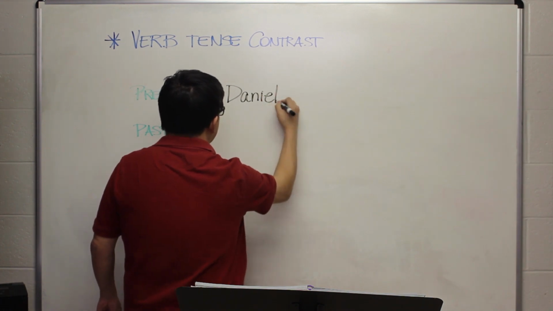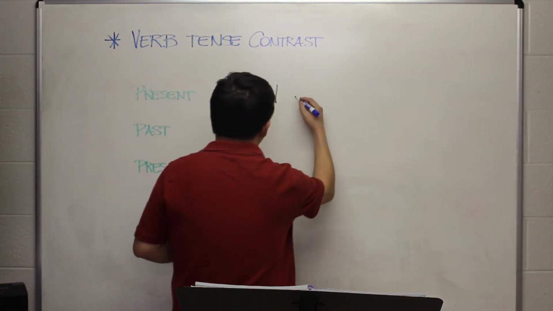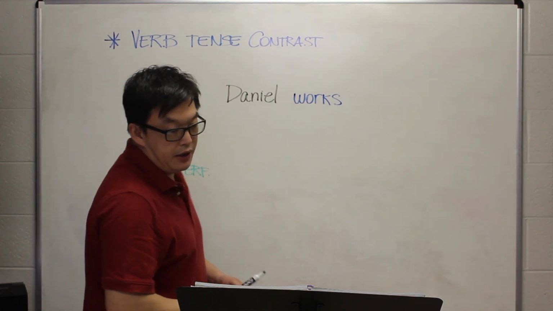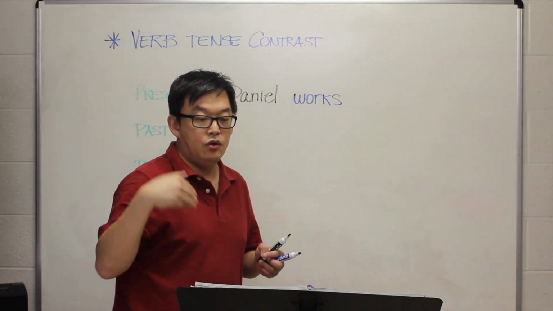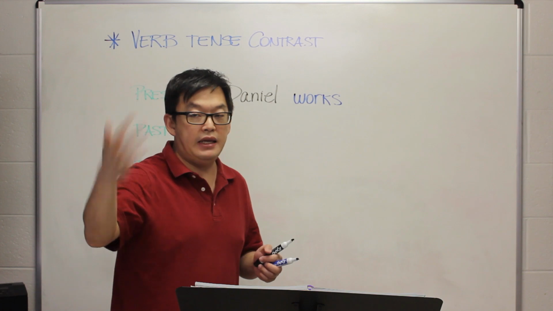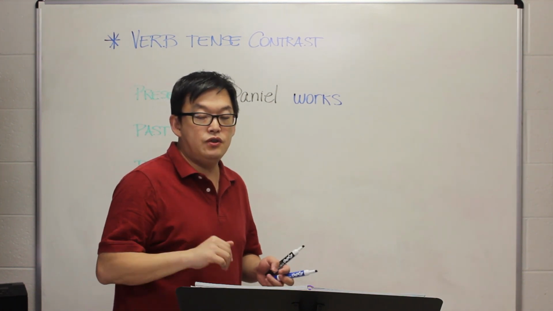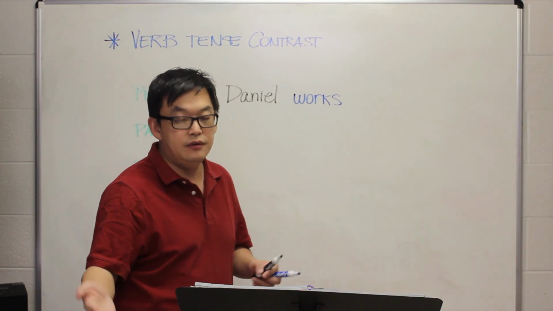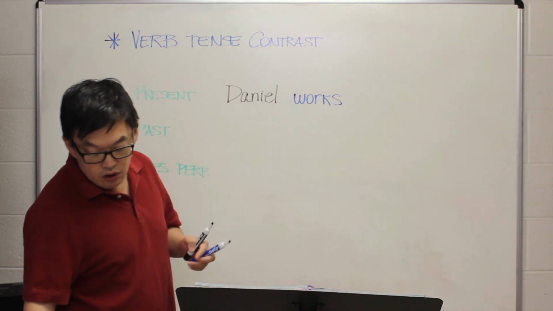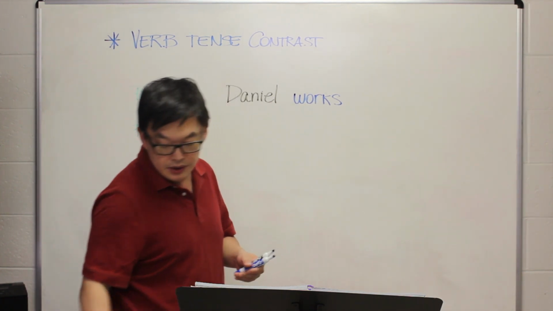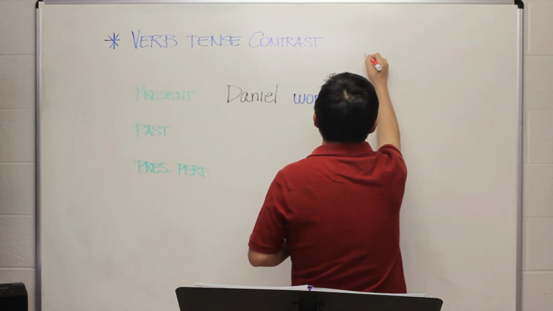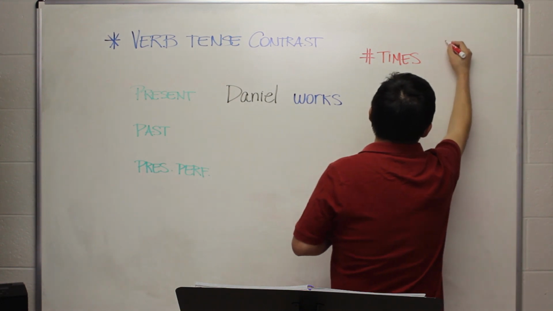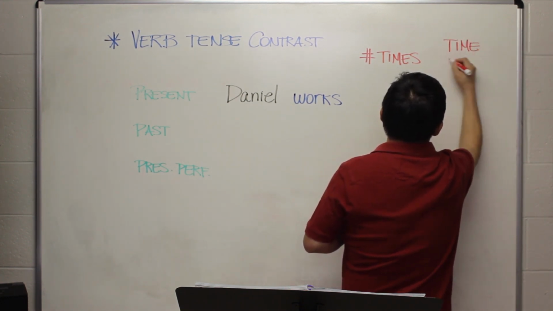Daniel works. See? Simple present, simple present. Now, I want to use number of times: once, twice, 3 times, 4 times, many times, several times, okay? And I want to use also a time expression. For example, a week, each month, last year, okay? So always, number of times goes here, and then the time expression.